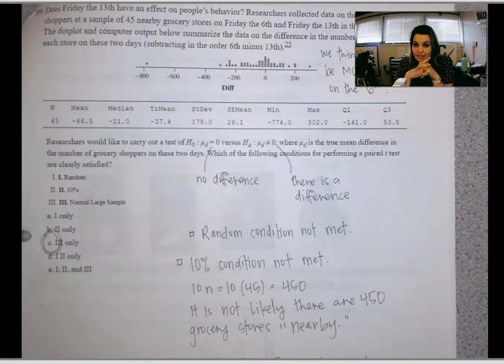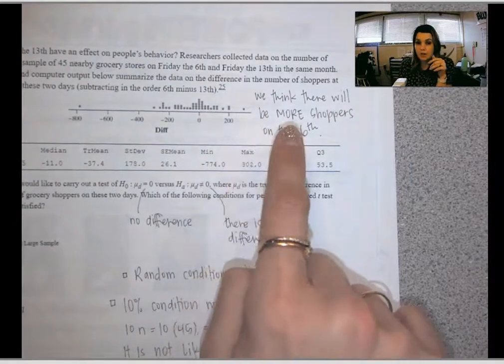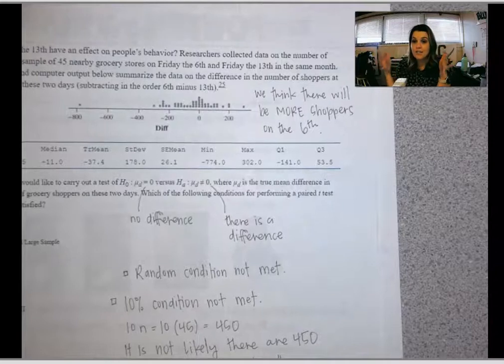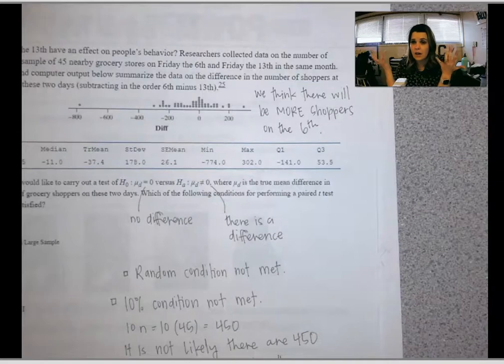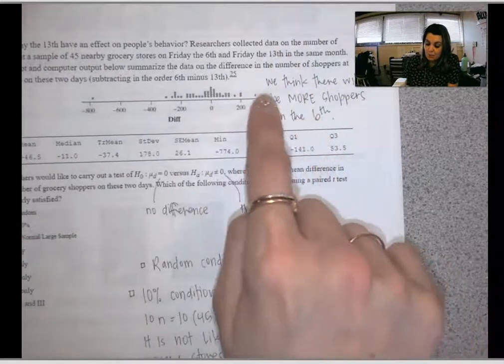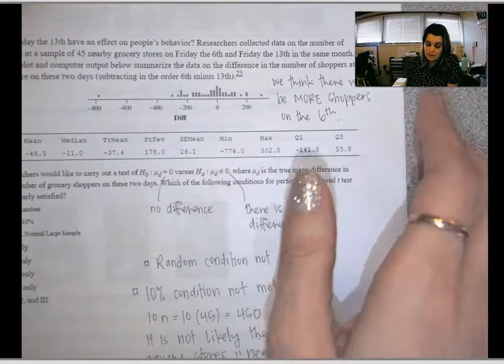Does Friday the 13th have an effect on people's behavior? So to check this, they look at grocery stores, and they're thinking that there will be more shoppers on the 6th than there are on Friday the 13th. So they're thinking, well, on Friday the 13th, maybe people are staying in their houses and hiding because something bad might happen. So if they think that Friday the 13th has an effect on people's behavior, then we think there will be more shoppers on the 6th.